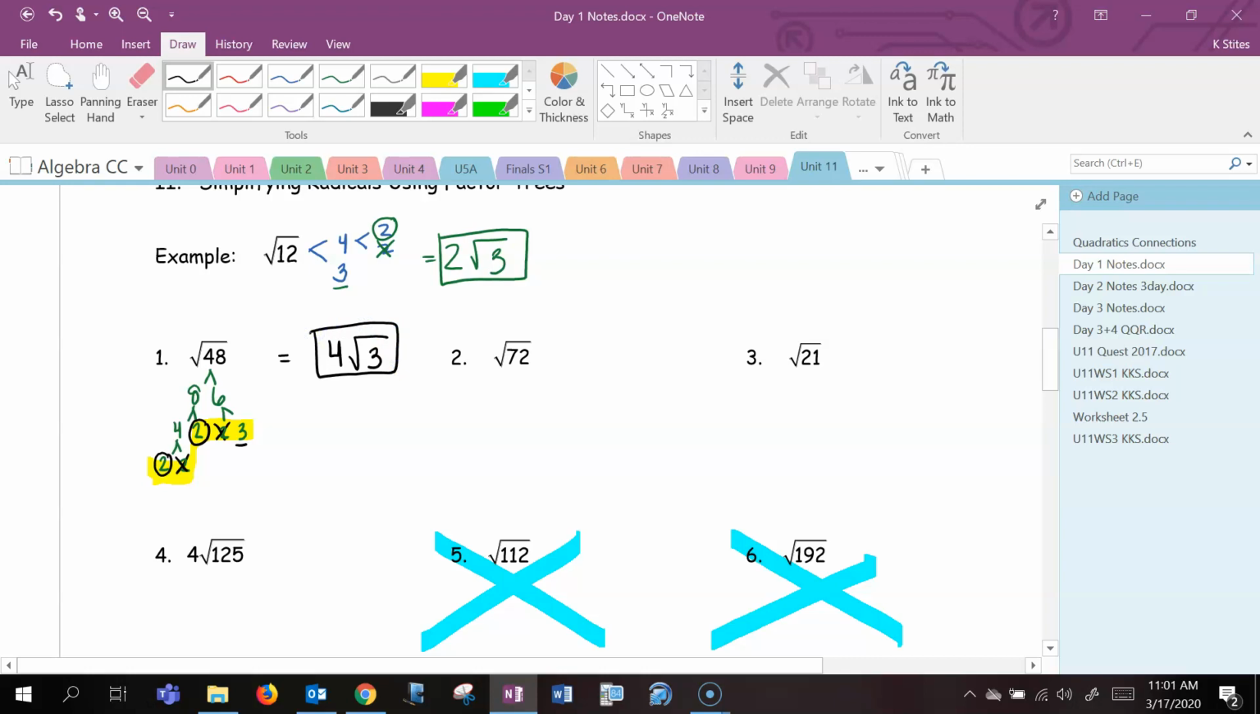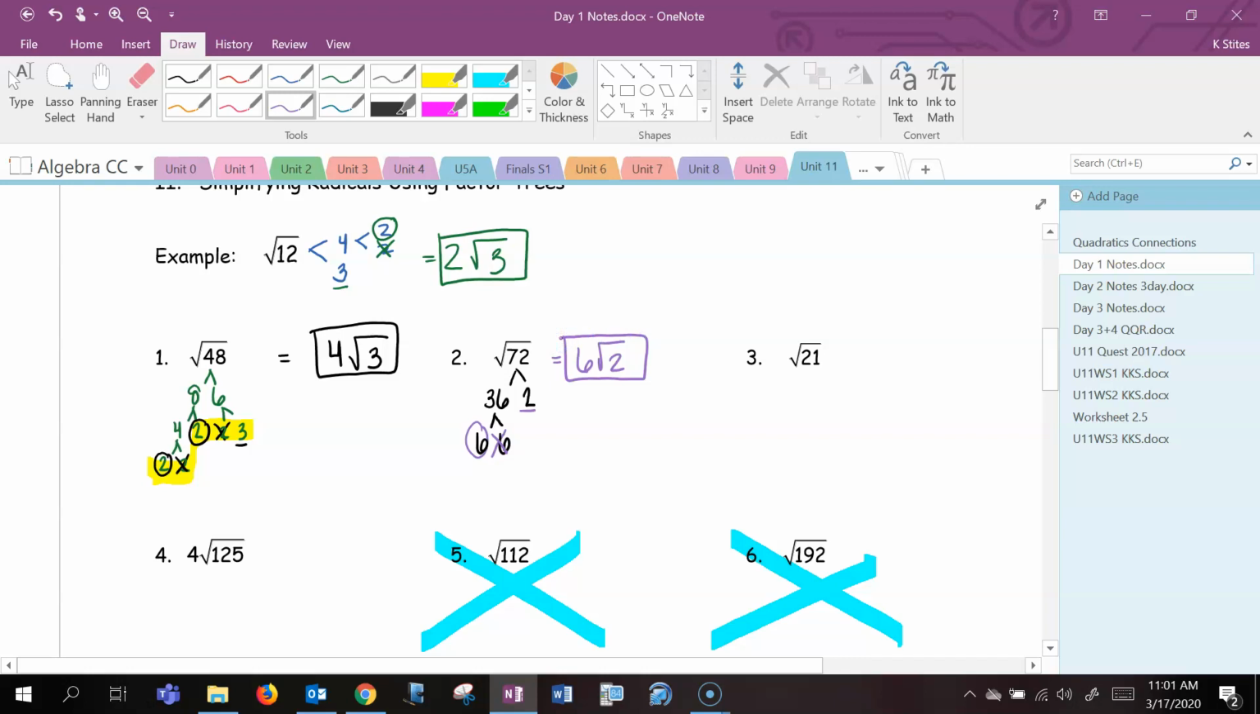All right, let's try it again. 72. So here's a trick that I showed you guys before. 72, I know, is 36 times 2. The reason I use 36 is because 36 is 6 times 6. It's a perfect square. Now, yes, the 6's can break down further. However, I have a pair of them right now, so I'm not going to break them down more. I'm just going to leave them as a pair. Circle a 6, cross out a 6, underline my 2, because again 2 does not have a buddy, and this just becomes 6 root 2.